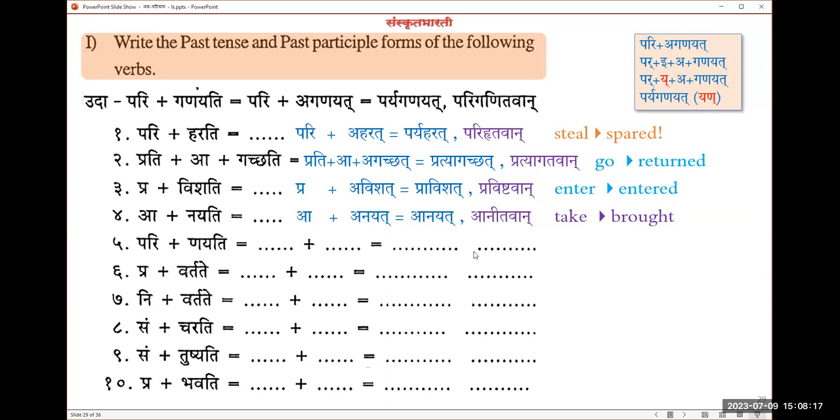Now, Bhagini, you still have to tell us the past participle form. Parinitavan. Parinitavan, correct. Well done. So anayat, paryanayat and parinitavan. Next one. Pra plus vartate, pravartate. So pra plus avartata.